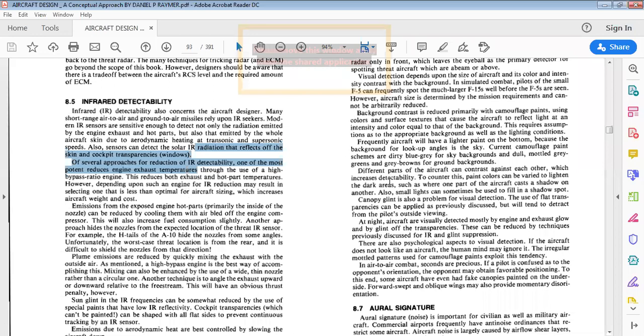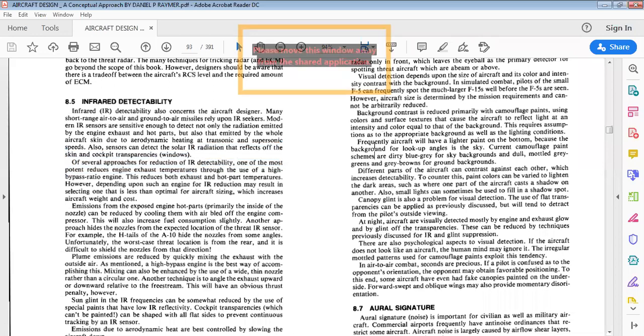And background contrast is reduced by primary camouflage paints using colors, surfaces, and textures that cause the aircraft to reflect light at an intensity and color equal to the background. So therefore that should not happen. According to that, we are going to use different types of camouflage paints. You can see that the painting of an aircraft also plays a very important role.